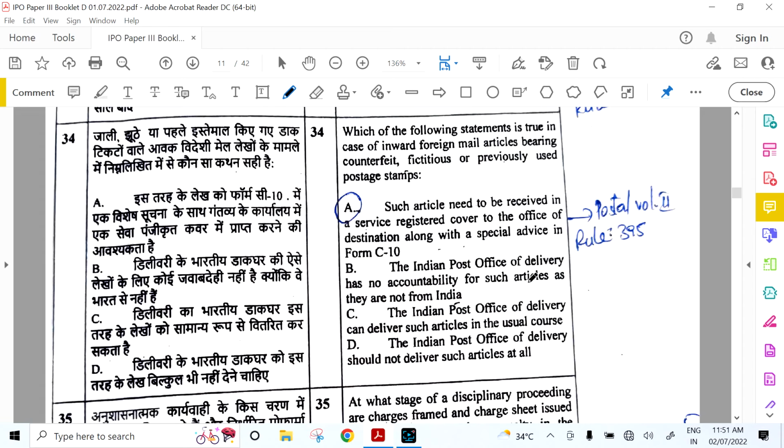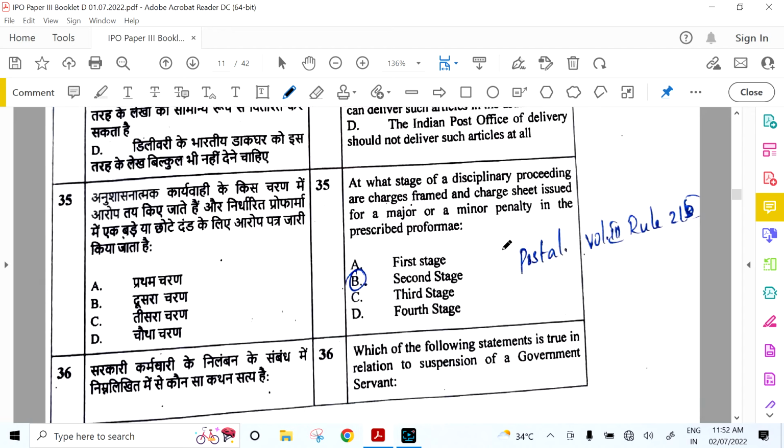Which of the following statements is true in case of inward foreign mail articles bearing counterfeit, fictitious or previously used postage stamps? It is Postal Volume 2, Rule 395. That says such articles need to be sent in a service registered cover to the office of destination along with a special advice in Form 10C. Answer A is correct. 35.